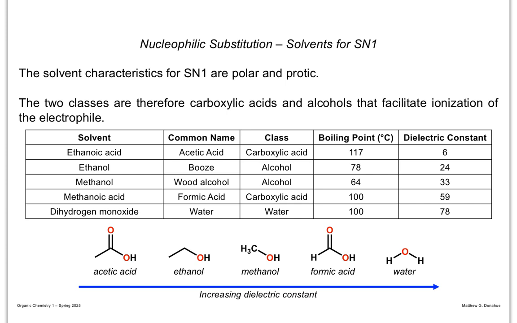So we'll continue on Monday where we look at what is the stuff in the flask, so the solvents. Now again, because it's SN1, the solvents are opposite, so they're polar protic. Why do they need to be protic? We'll discuss that.